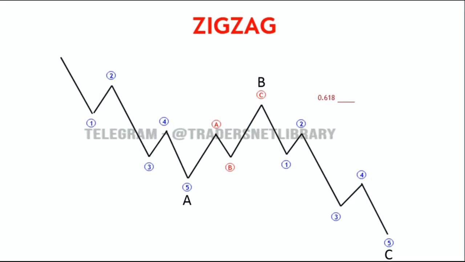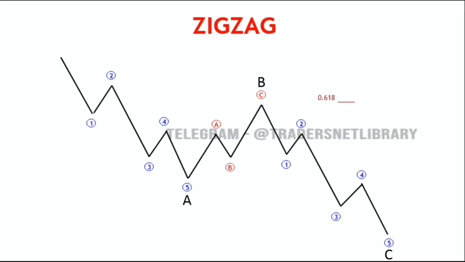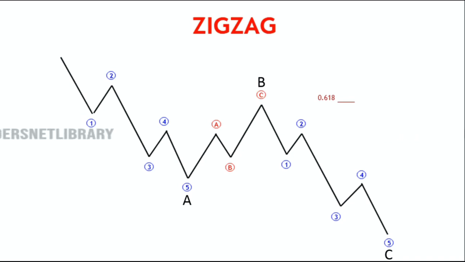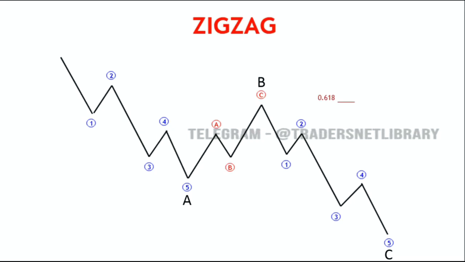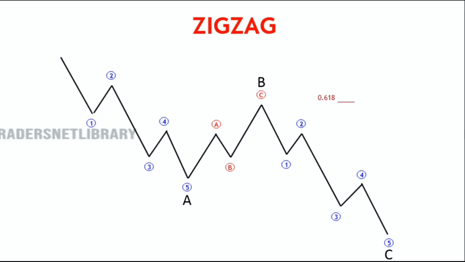Wave B has a larger temporal dimension than wave A and wave C, which means that wave B is more complex than wave A and wave C. Another important point about the zigzag pattern is that it has more time rotation than the first three waves of impulses. In other words, our initial assumption is that wave C has the same time and price dimensions as wave A.